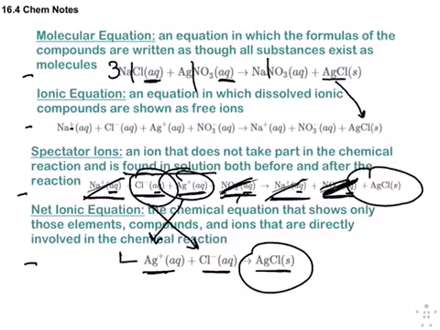when you write your net ionic equation, the more preferred way to do it is to write the positive ion followed by the negative ion.